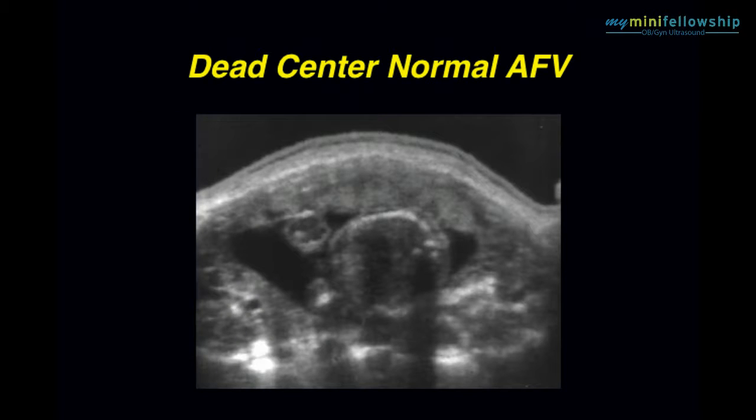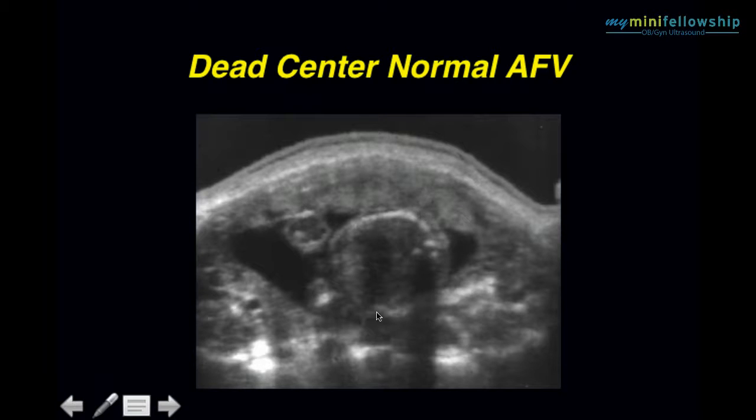Now, as I said, I'm a big visual estimator of fluid. Again, the need to measure a pocket diameter or an amniotic fluid index, in my opinion, should be very, very unusual. Only when your visual estimate says, I don't think this is a normal amount of amniotic fluid. If it's a normal amount of amniotic fluid, the amniotic fluid index, or the deepest vertical pocket, should always be normal. Okay, so what do I use as my visual clues for dead center normal amniotic fluid volume?